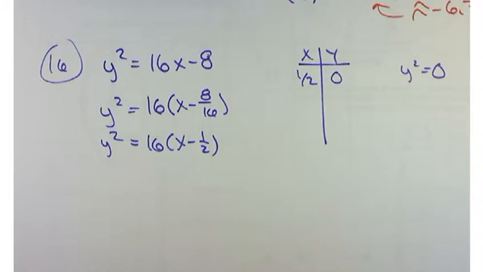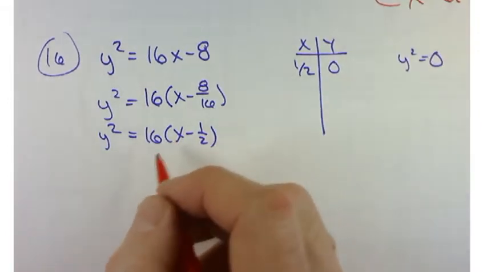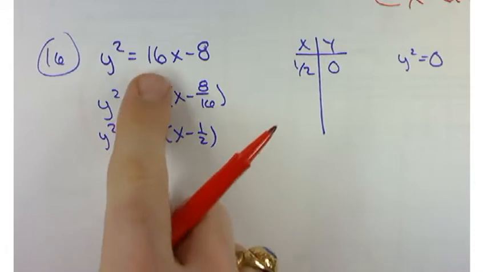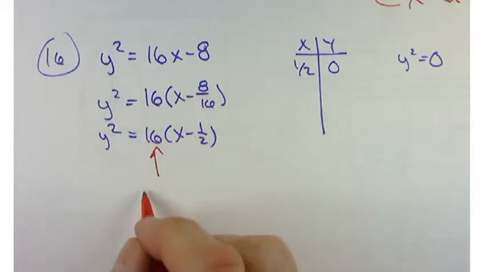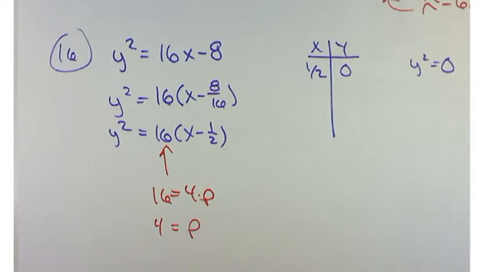All right, well, the other thing we have to figure out is what P is, so that we can figure out our focus and our directrix. And the way we've written it here, 16 is equal to 4 times P. Well, that makes it pretty easy. What's P equal? P equals 4. Good. If P equals 4, we're in good shape. We can graph things and determine our focus and our directrix.